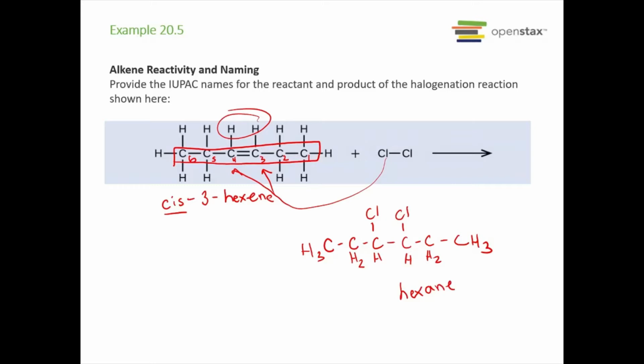No cis-trans, since we're all single bonds. And we have 2 chlorines, so now we have a dichloro. And since we know the positioning already of the carbons that took each chlorine, we know they're at 2, 3. So now we have 2,3-dichlorohexane.